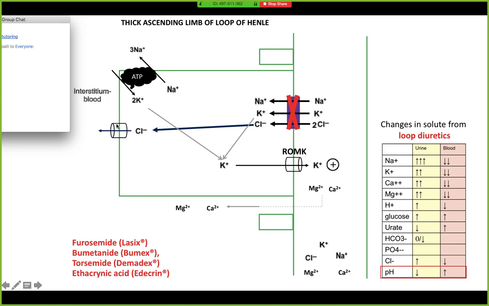Okay, so your examples of your loop diuretics would be furosemide, bumetanide, torsemide, and ethacrynic acid.